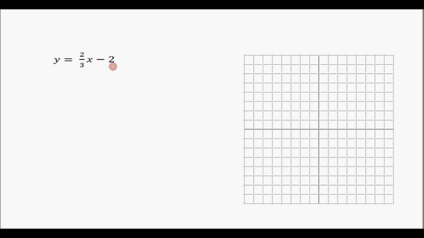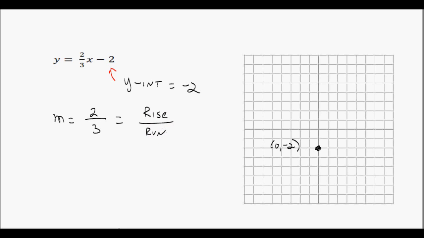All right, so it's already in y equals mx plus b form. We said the y-intercept here is -2. So that's that point right there, crosses the y-axis at -2. That's the point (0, -2). Now we're going to use the slope, which is 2/3, which is the change in y, which is the rise, over the change in x, which is the run.